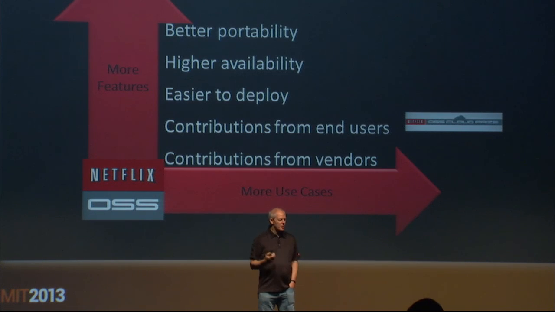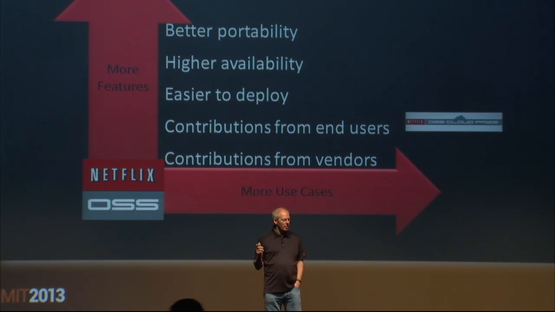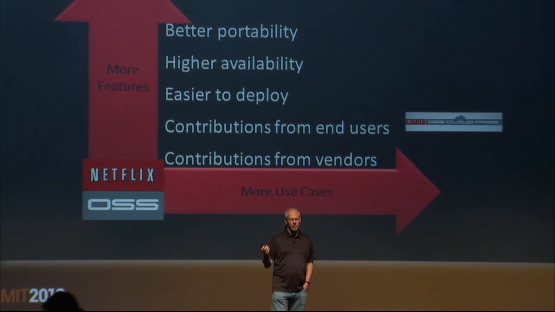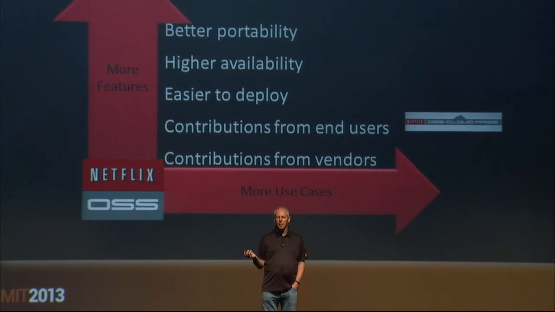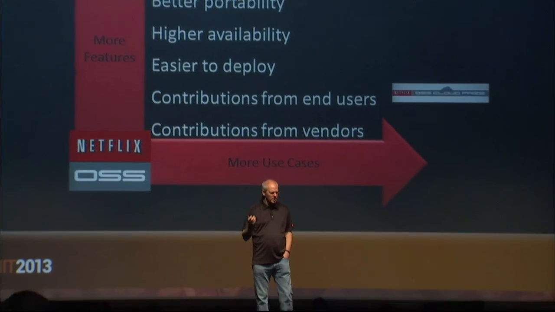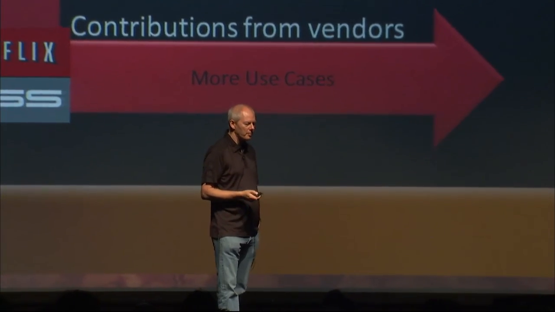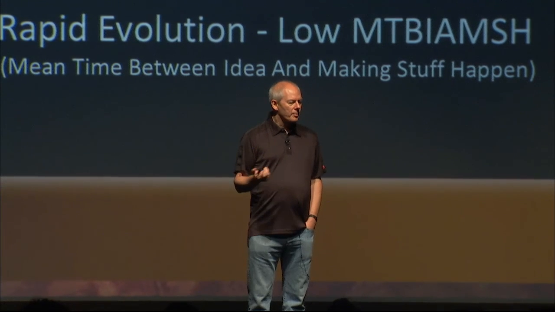So what's coming next is more portability, better availability, making it easier to deploy, contributions from end users, particularly prize winning and prize entries, and contributions from vendors like Eucalyptus, who've already got this ported. There are people working on this for CloudStack and OpenStack as well. And even potentially the Google Cloud people are poking around trying to figure out whether they can run this. So this is where we are.